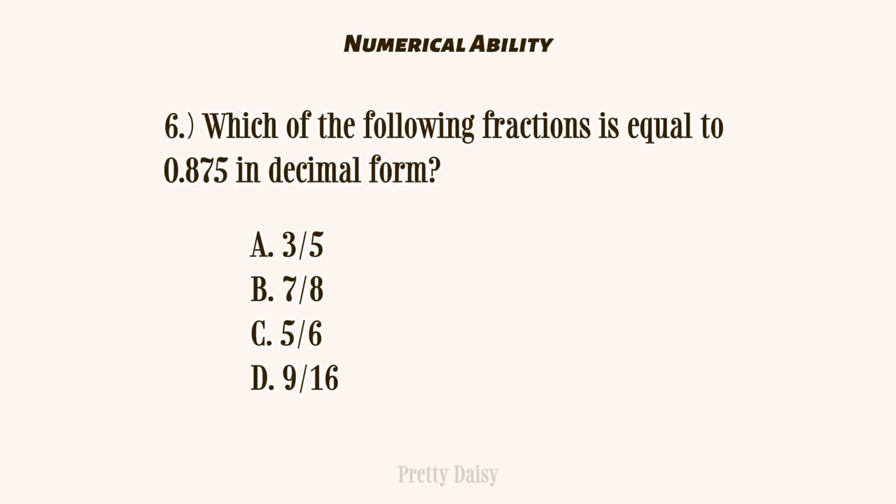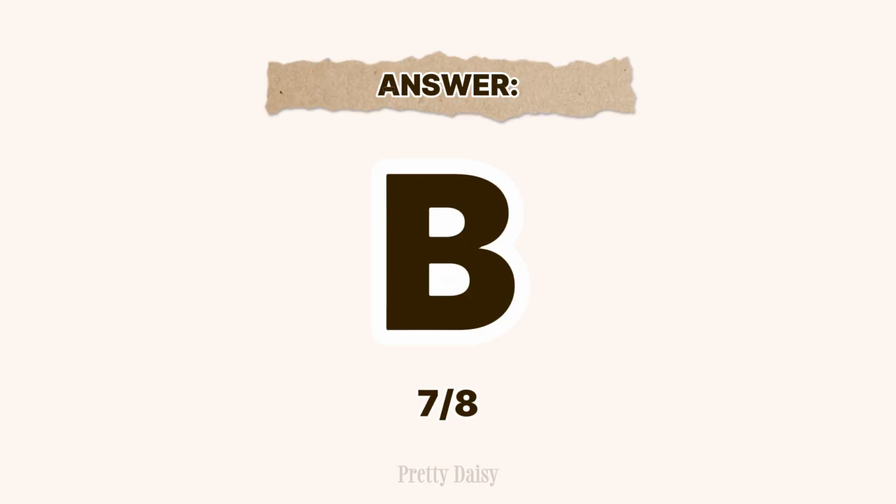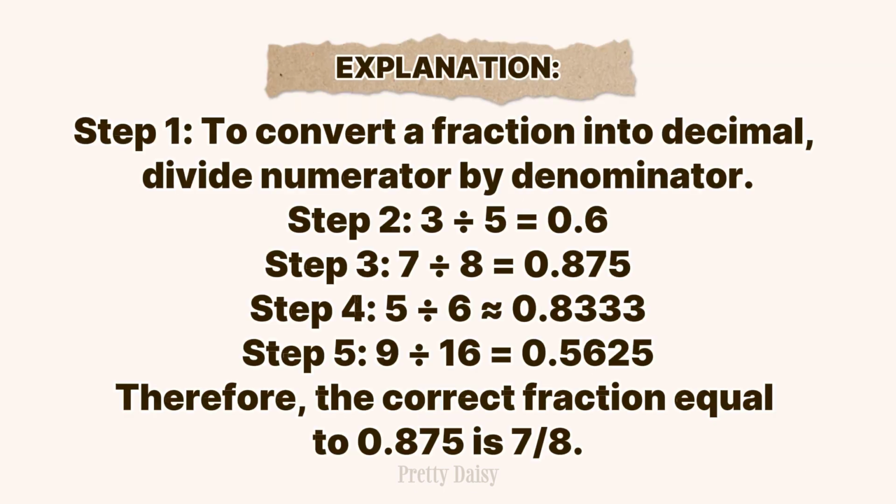6. Which of the following fractions is equal to 0.875 in decimal form? A. 3/5. B. 7/8. C. 5/6. D. 9/16. Answer: B. 7/8.